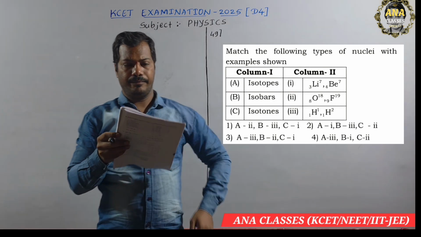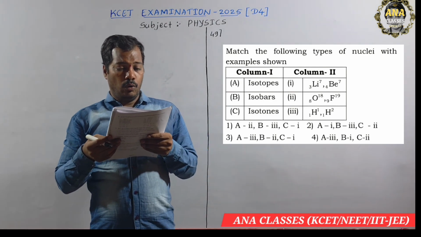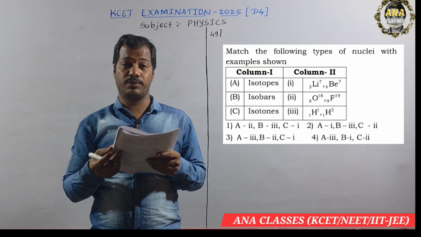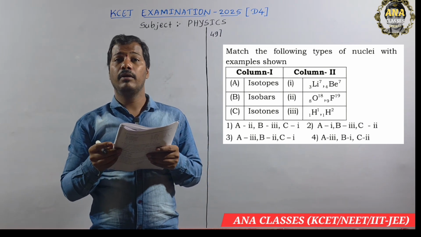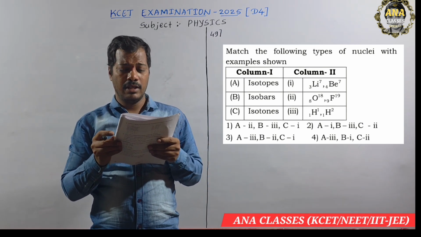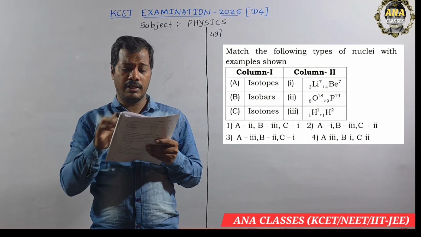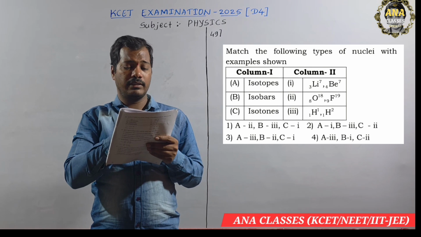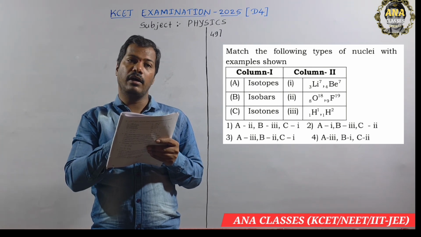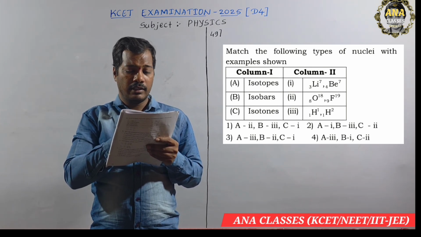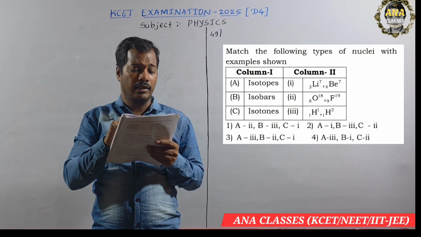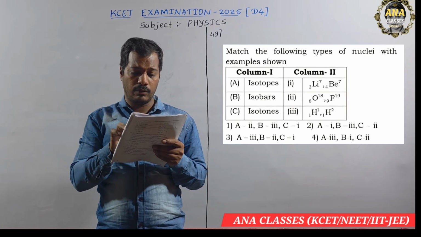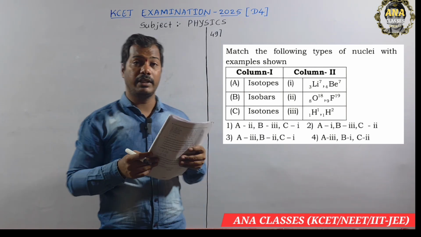Question number 49. Match the following types of nuclei with examples. Isotopes: same atomic number but different atomic mass. So the one with the same atomic number is the isotope; the third option has H1, H2, hydrogen and deuterium. Isobars: same mass number and different atomic number. So A becomes 3, B becomes 1, C becomes 2. The fourth option is correct.